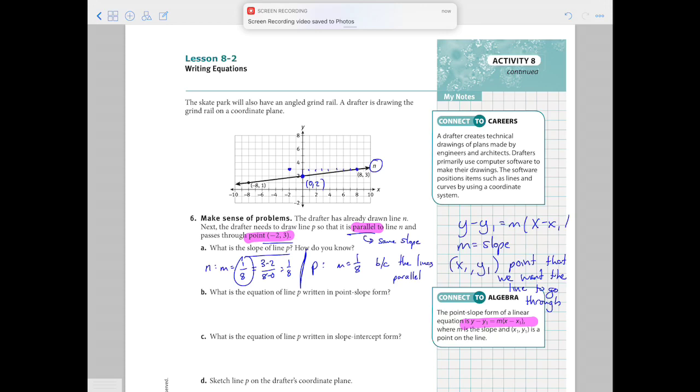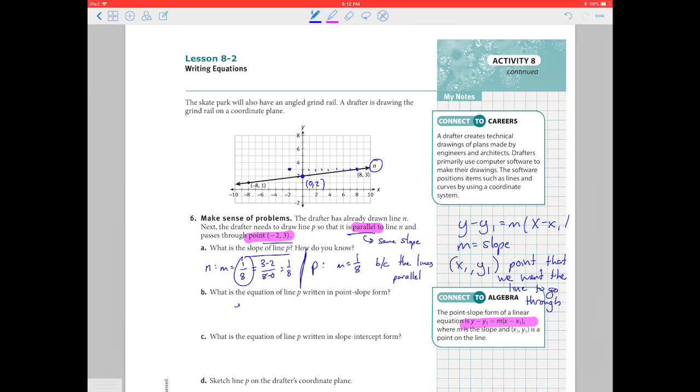So now let's do this. We're going to use our form. So we have y minus y1 equals m times x minus x1. We have our slope, which we said was 1/8, and we have a point, -2 and 3. So that means x1 is -2 and y1 is 3. So we can plug all this information in.